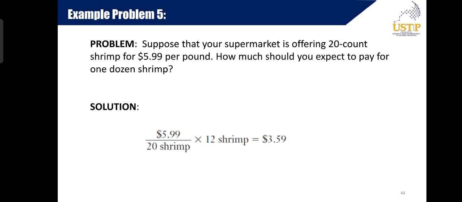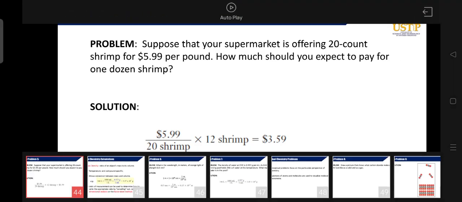So that's the trick. The shrimp has to be at the bottom, and the other shrimp is at the same level, in order for you to cross out shrimp, and then what remains is the dollar sign.